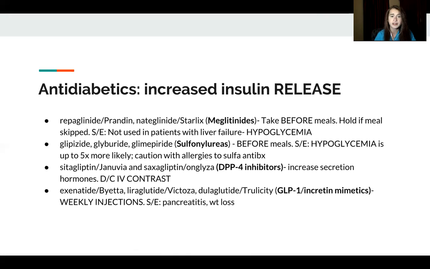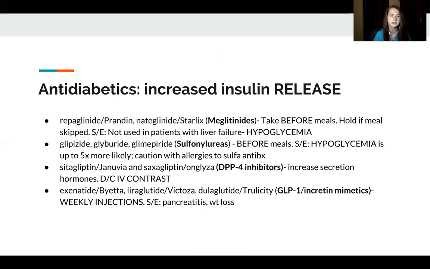Second class is sulfonylureas. This is glipizide, glyburide, and glimepiride. You want to give these before meals as well, and their hypoglycemia risk is actually 5 times more likely than any of the other classes. And you also have to be careful with allergies to sulfa antibiotics. Next class is the DPP4 inhibitors, or the sitagliptin or Januvia, and saxagliptin or Onglyza. They increase the secretion hormones. So these hormones allow more insulin to be secreted into the body, and these increase those. But you need to make sure that you discontinue these drugs before any IV contrast, because that can mess with the kidneys.